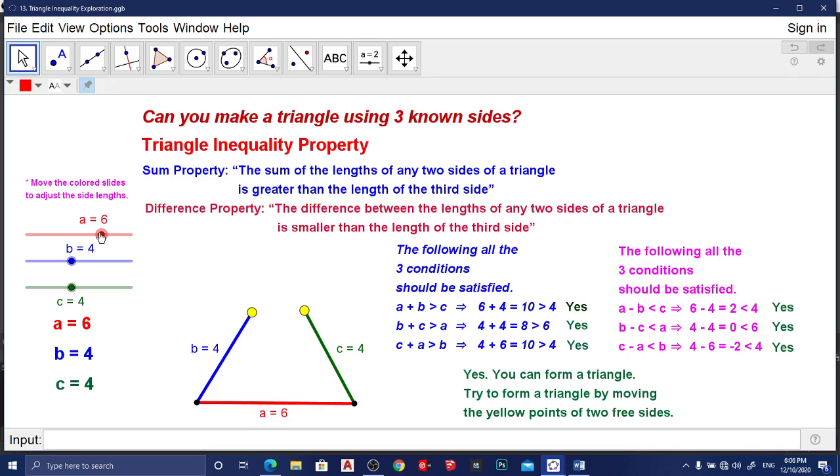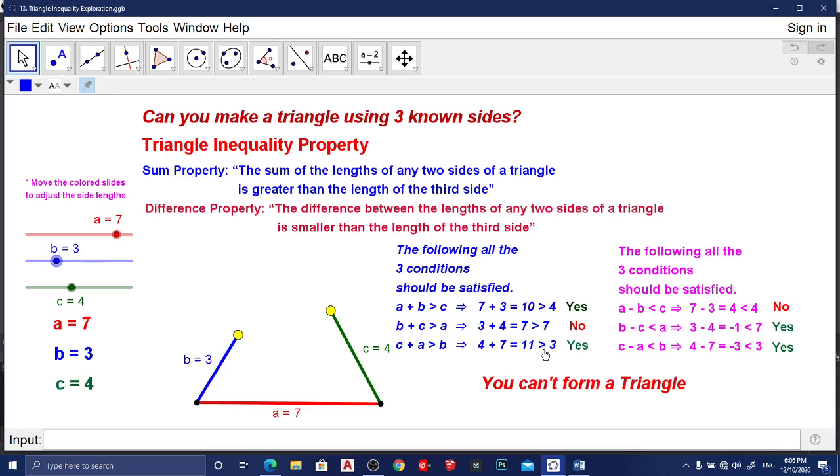If you take another set of lengths, like this, you see here the second condition is not being followed. 7 is not greater than 7, so this is no. Here 4 is not less than 4, so no, it is not following. This number should be less than 4, but it is not, so it is also no. It is equality, and equality is also not possible.